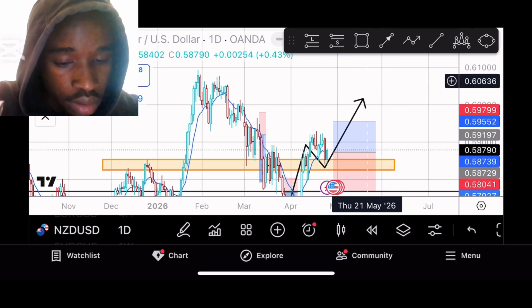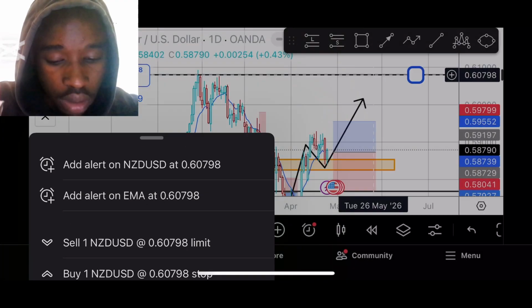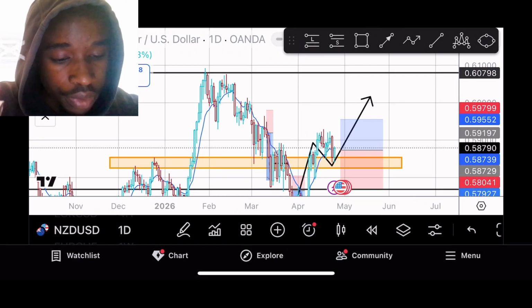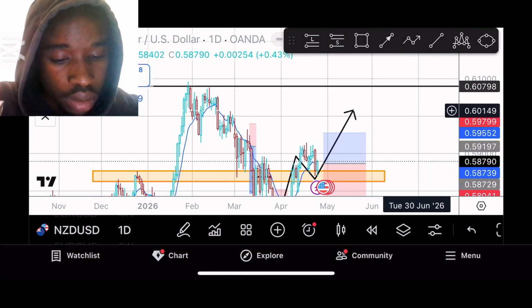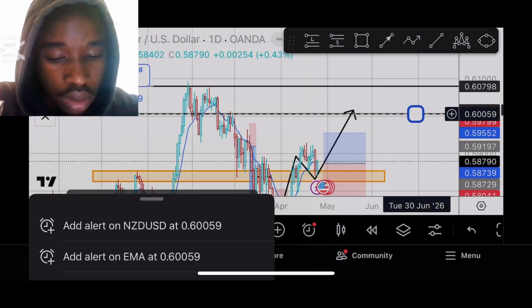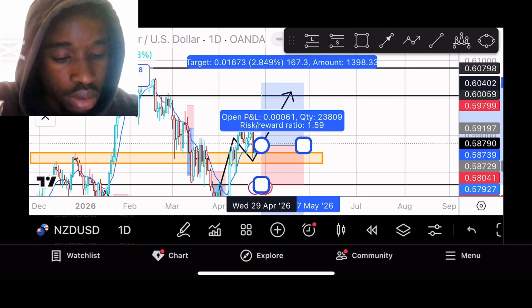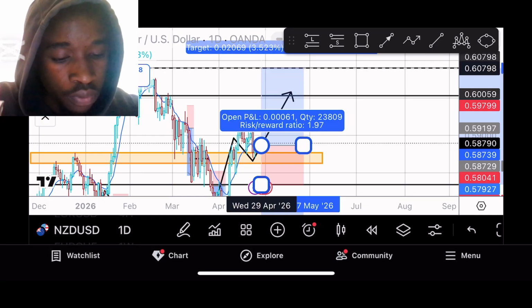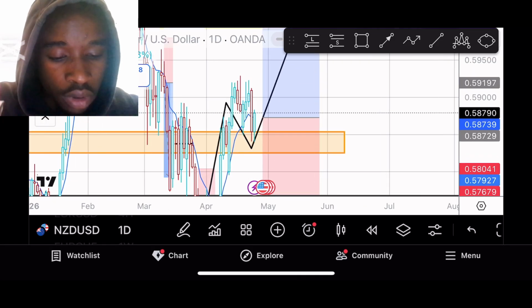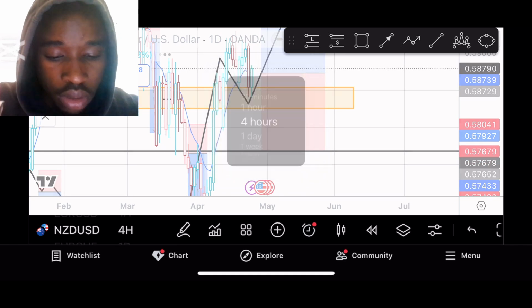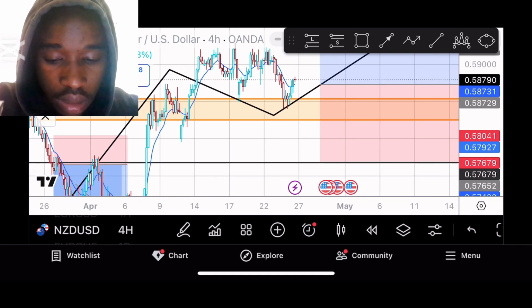So this is our highest point of NZD USD. This trade might actually take place at midnight because NZD runs on Asian session, so we're looking to aim for highs there. Let me go on the 4 hour to adjust my stop loss. I think it's a little bit big.